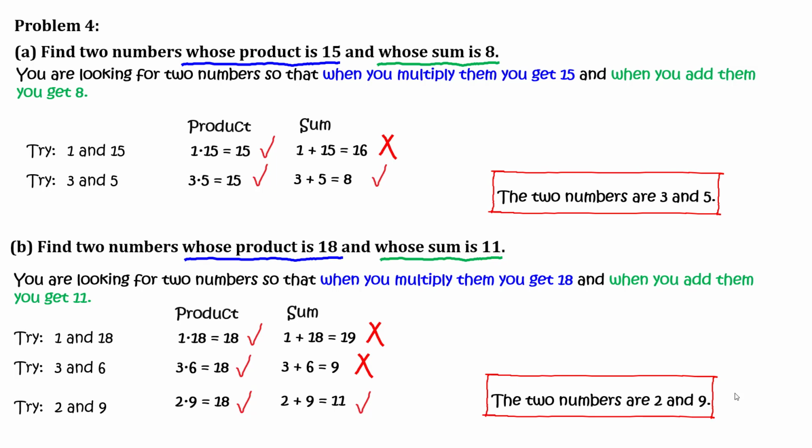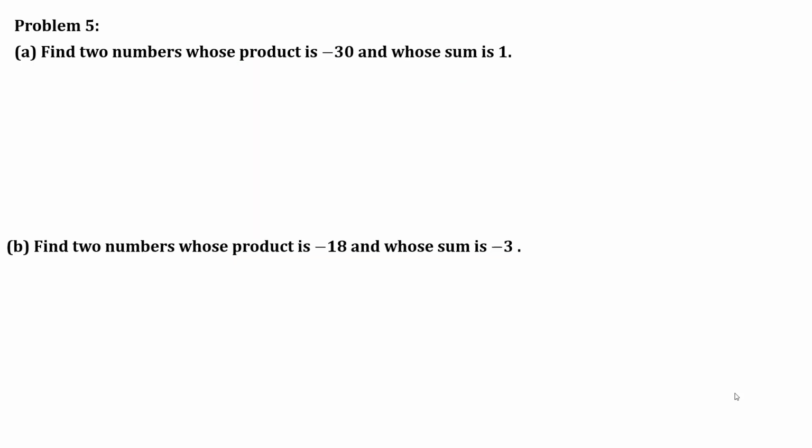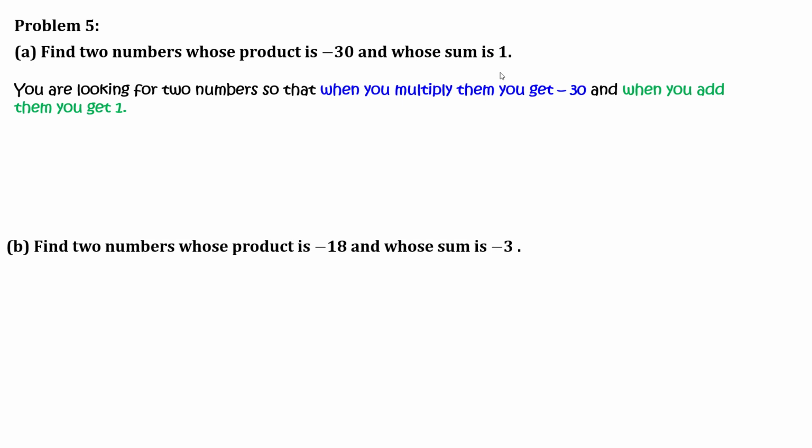Okay. And then what happens if there's negative numbers involved? So problem number 5. Find two numbers whose product is negative 30 and whose sum is 1. So you're looking for two numbers so that when you multiply them, you get negative 30, and when you add them, you get 1. Okay, because you're looking for two numbers whose product is negative, it's guaranteed that one of them is going to be positive and one of them is going to be negative, right?